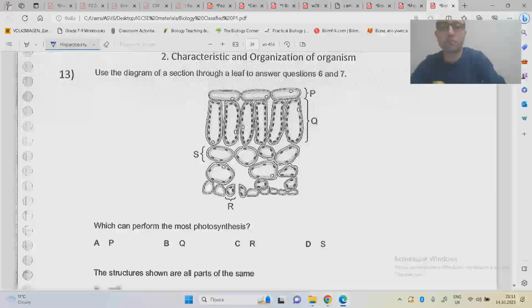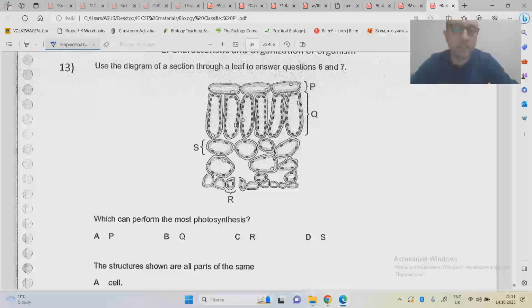Question 13. Questions 6 and 7 are about it. Which can perform the most photosynthesis? This question is also about leaf structure, but we must know that most photosynthesis occurs in Q. Q is the palisade, and these dark spots are chloroplasts. From the picture, we can see that they have the highest number of chloroplasts. The highest number of chloroplasts means there will be more photosynthesis. So the answer here is B, which is Q.